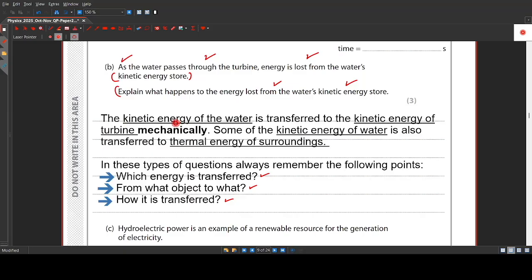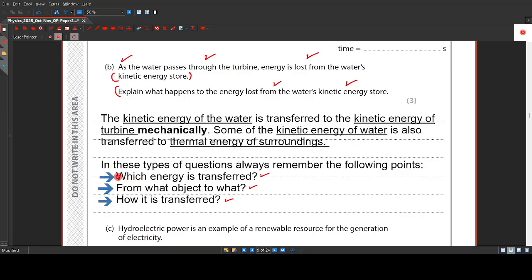I've also included what types of energies are involved in this particular energy transfer, and finally how it is transferred: mechanically. Now, some of the kinetic energy of the water is also transferred to the thermal energy of the surroundings. So I have also ensured the first two points over here as well. So I have made sure that all these three points are present in my answer, because only then am I going to be scoring 3 out of 3 in this type of question.